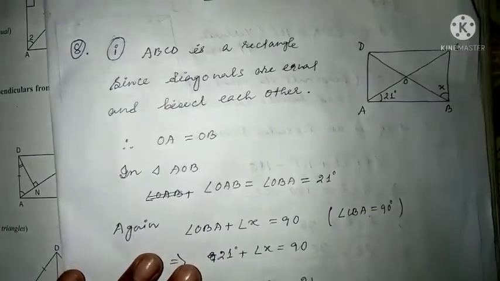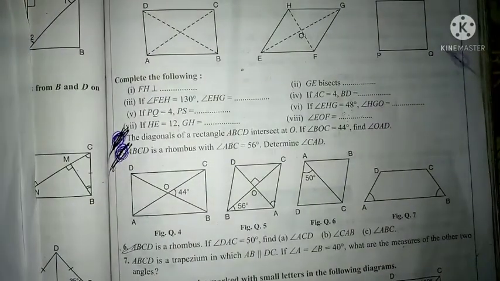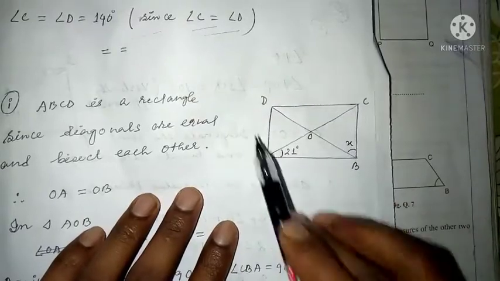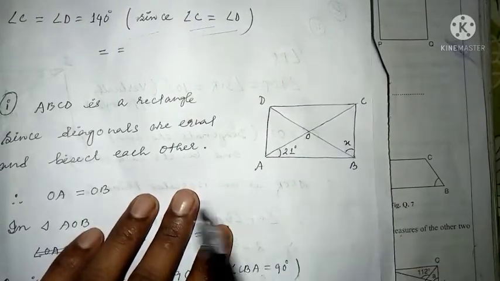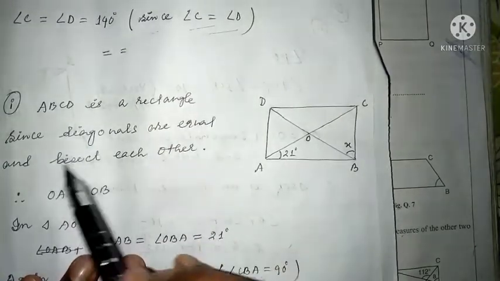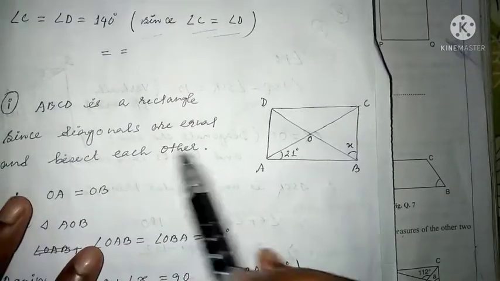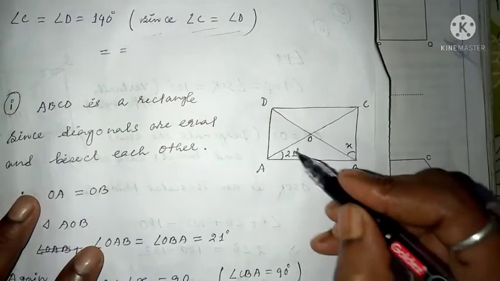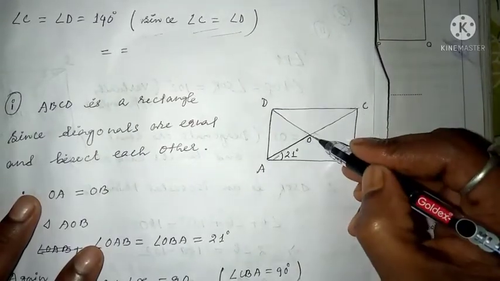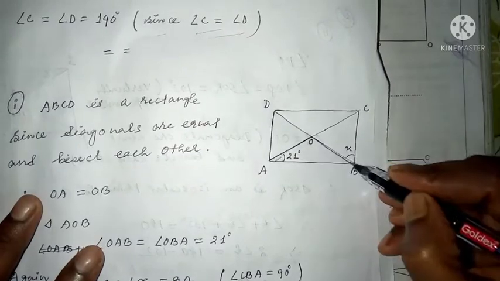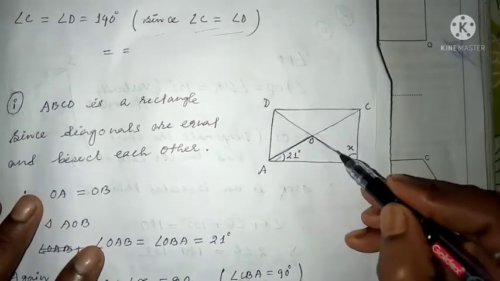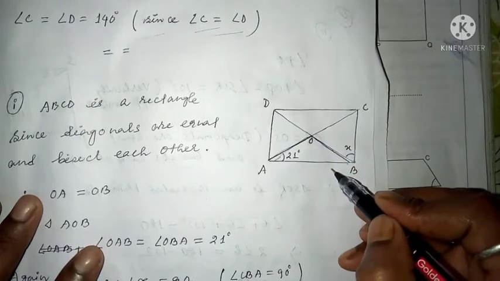Let me read this. This is the figure I have already drawn here. ABCD is a rectangle. Since the diagonals are equal and bisect each other, this line segment will be equal to this line segment. Now, if you consider triangle OAB, one pair of sides is equal, which means OAB is an isosceles triangle.